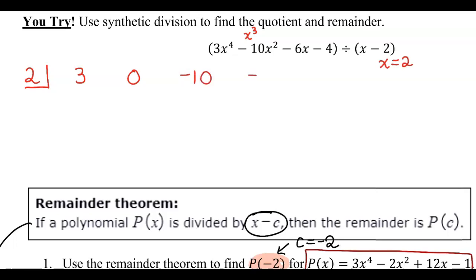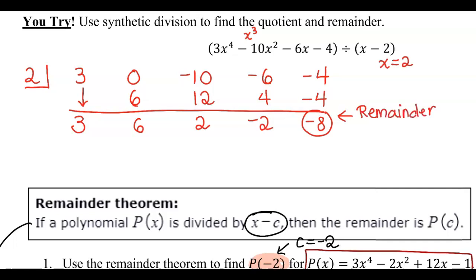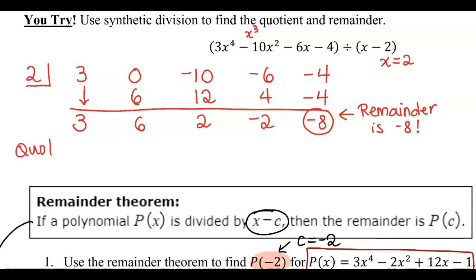-10, -6, and -4. Bring down the 3. Multiply and add. Multiply and add. Multiply and add. And multiply and add. Ooh, remainder is -8. I hope you got that. The quotient is, now, I gotta pay attention to this.